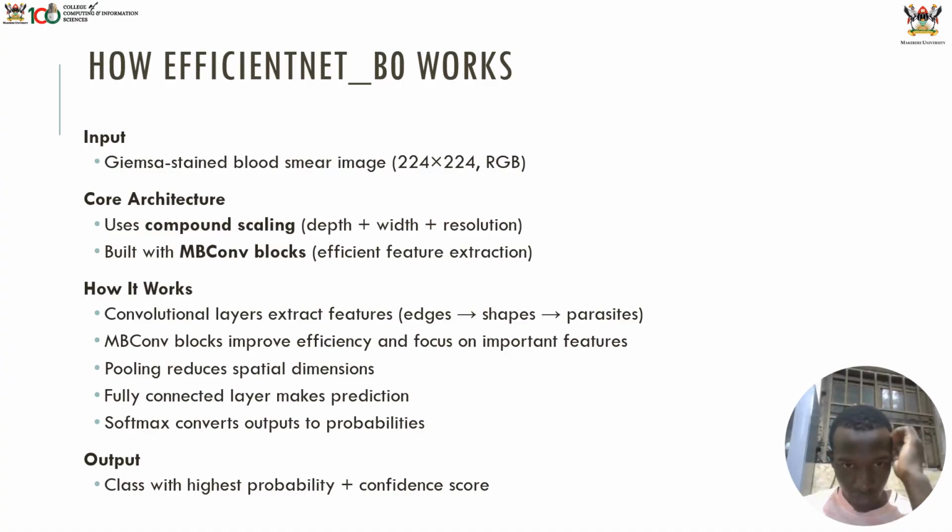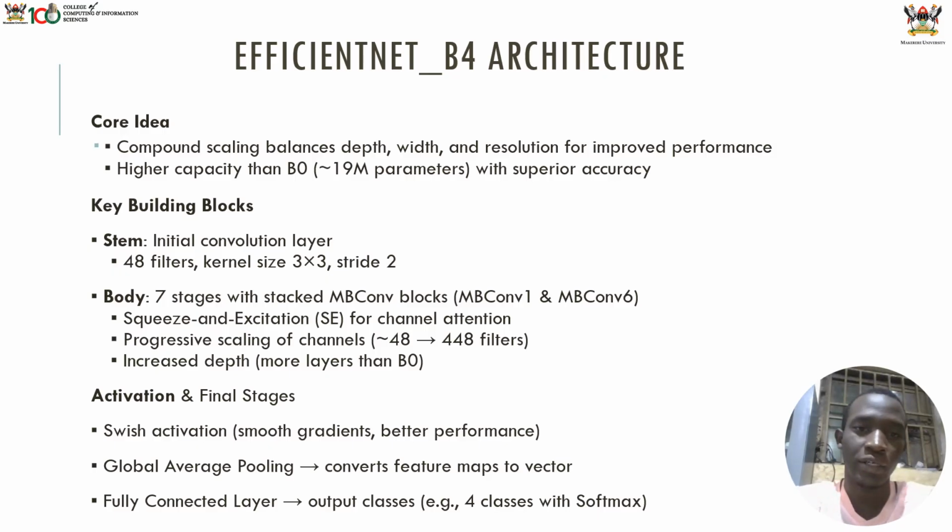Then from the convolution layer we shall have our pooling, which helps us to reduce the size of the data, and the fully connected layer, which marks the prediction. Then we shall have our softmax, which converts the output into probabilities. Since we are done with the EfficientNet-B0 architecture, we shall proceed to the EfficientNet-B4 architecture.